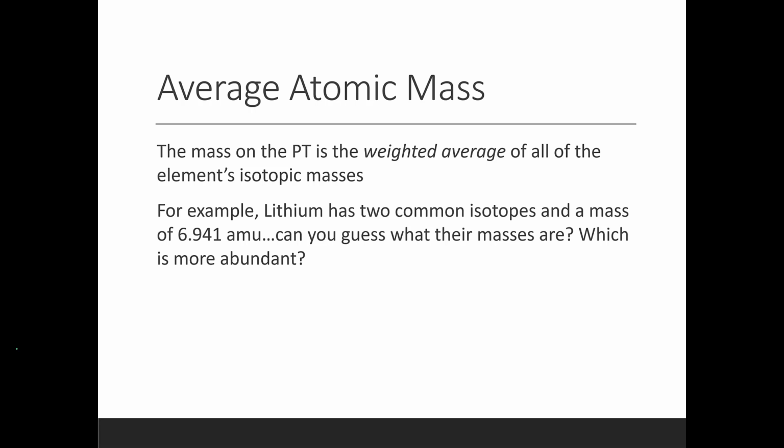So for example, lithium has two common isotopes, and it has a mass of 6.941 AMU. AMU stands for atomic mass units. So if lithium has two common isotopes, but it has a mass of 6.941, you can probably guess that the isotopes are lithium-6 and lithium-7. Which is more abundant? Well, the mass is closer to 7, so I would say that lithium-7 is more abundant of these two lithium isotopes.